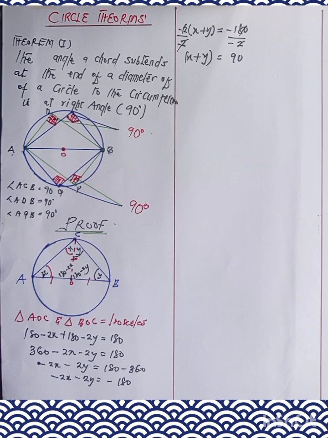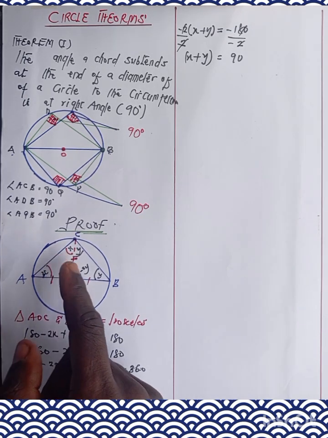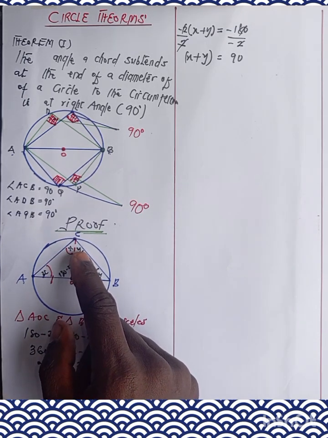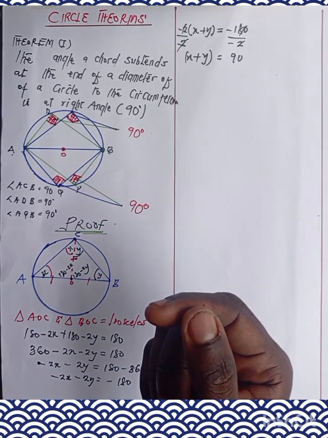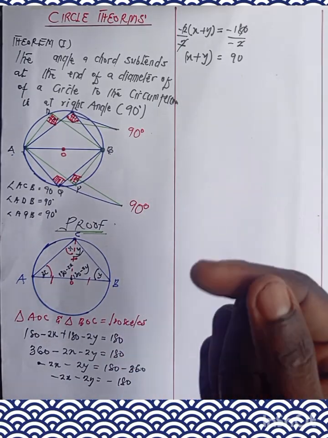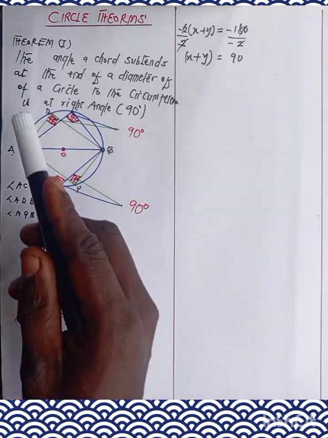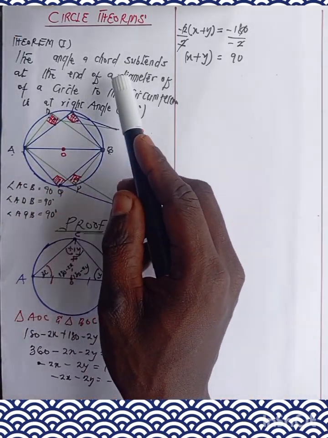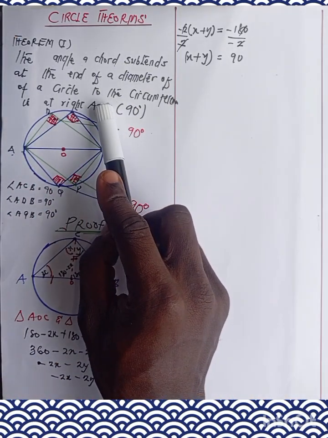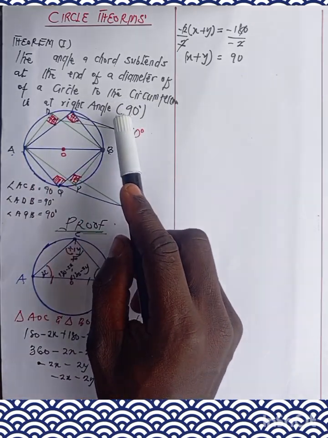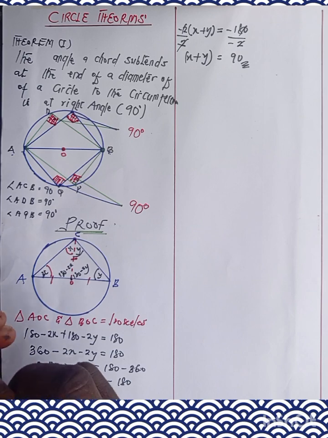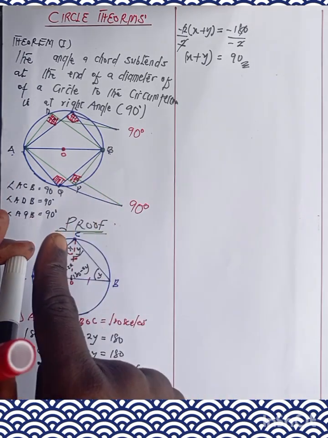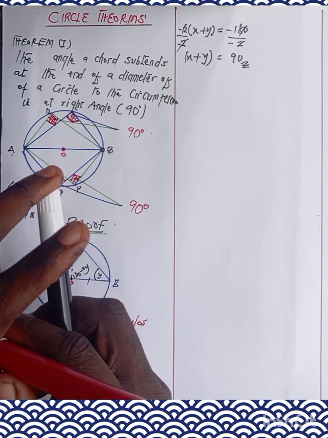Where is x? Where is y? Now this is angle x and this is angle y, which means that when we sum these two angles together, we should get 90 degrees. And this proves theorem 1, which says that the angle a chord subtends at the ends of a diameter of a circle to the circumference is a right angle. And we have proved it. Now let's take examples, and then we try our hands on theorem 1 alone.